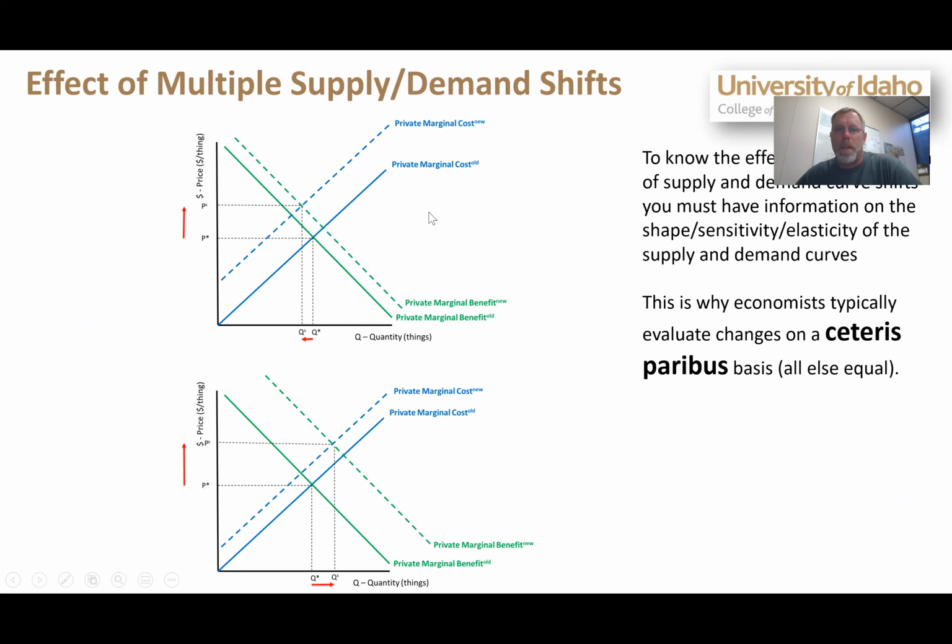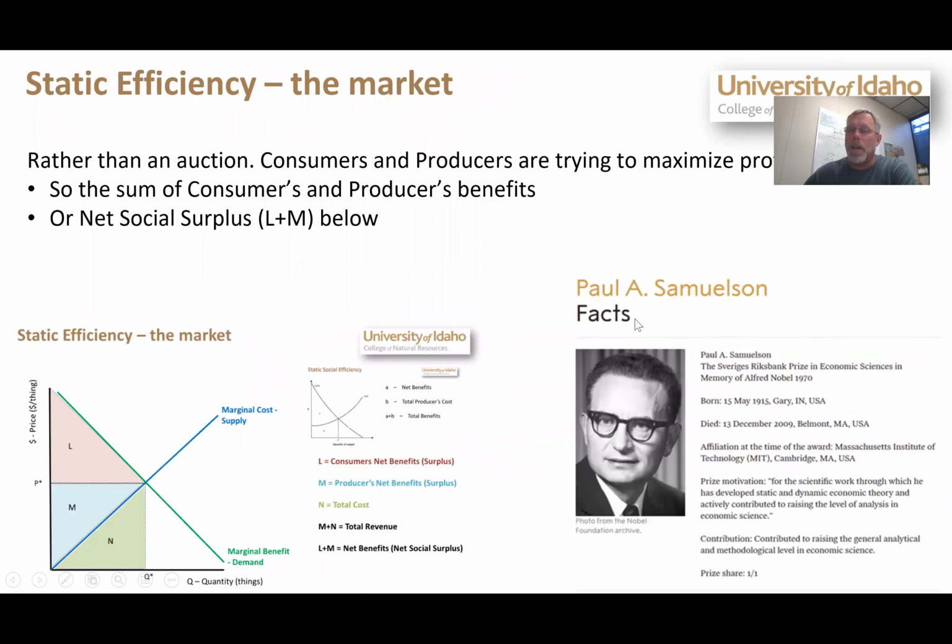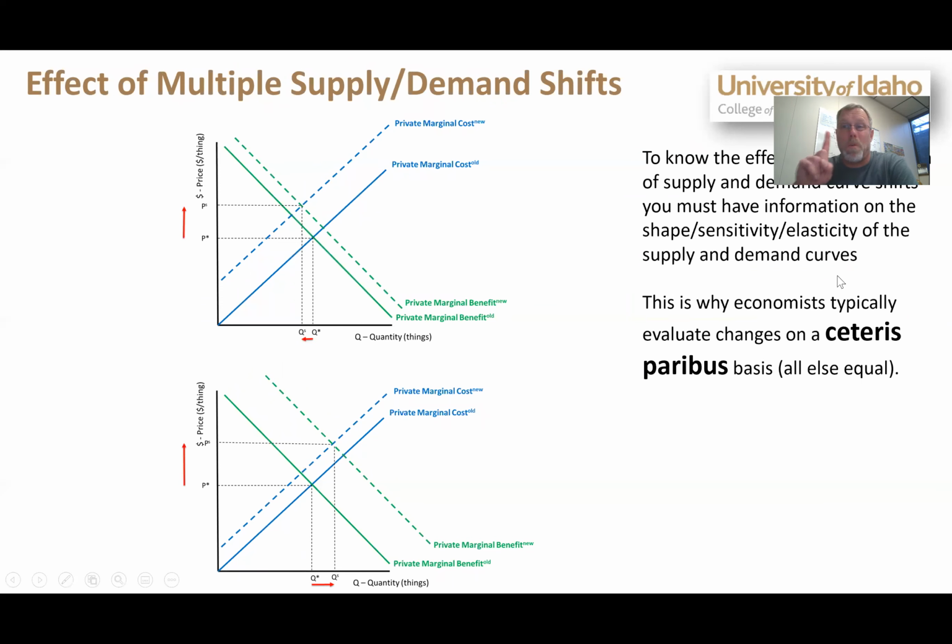Now, what about looking at multiple shifts? Here we have two examples where we have a decrease in supply and an increase in demand. In the top example, we have a big increase in price and a small decrease in quantity. And down here, where we just shifted those around a little differently, we have an increase in price again, but we have an increase in quantity that goes along with it. That's why we do this ceteris paribus thing. We look at one thing when we're doing it.